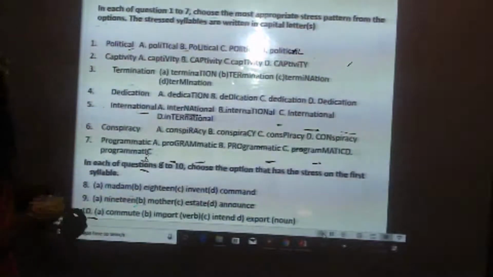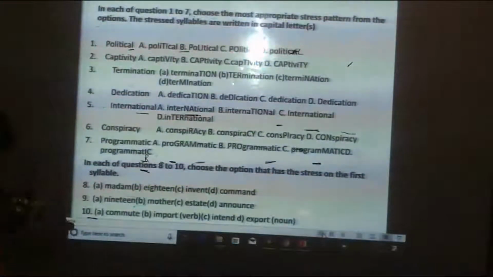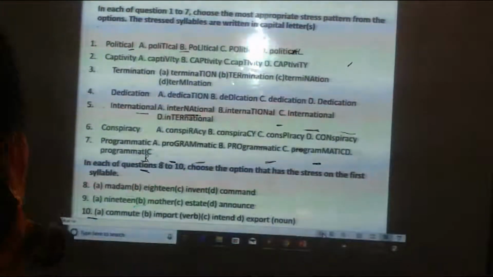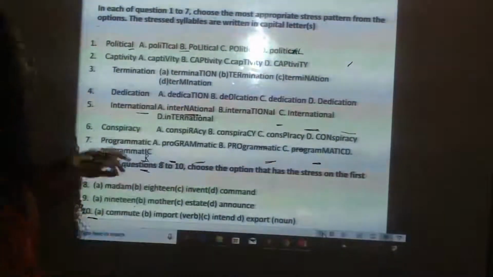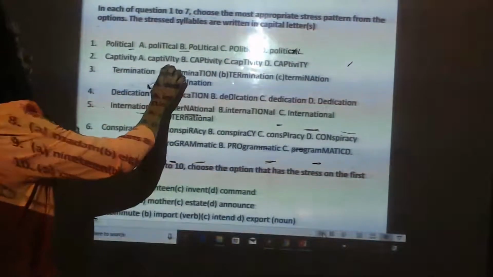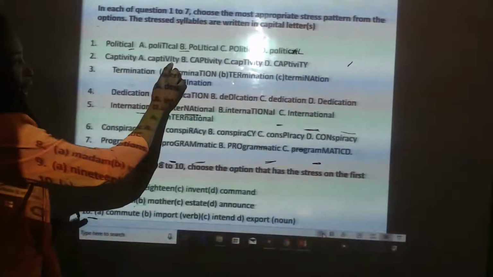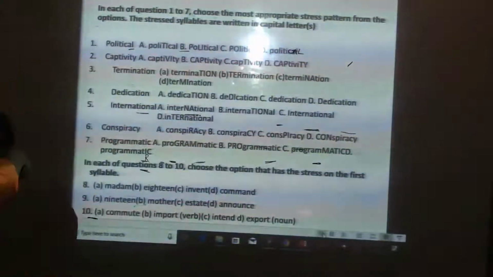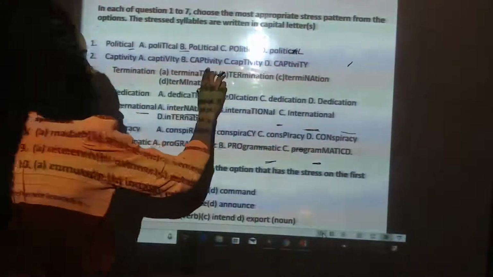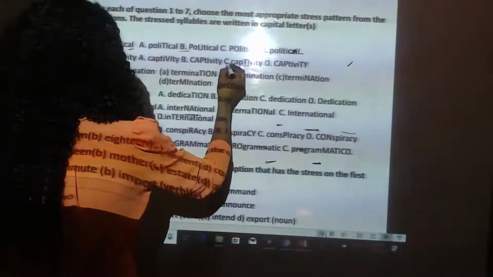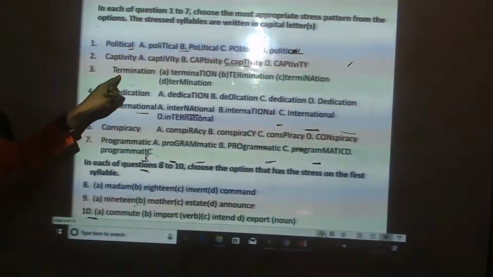Next, we have captivity. Captivity is a word given to us, and we are asked to identify the one that has the most appropriate stress pattern from the options. Now, in A, we have captivity, and VI here is bearing the emphasis, bearing the stress syllable. From the last syllable, you count to the third. So here we have C as our best option.